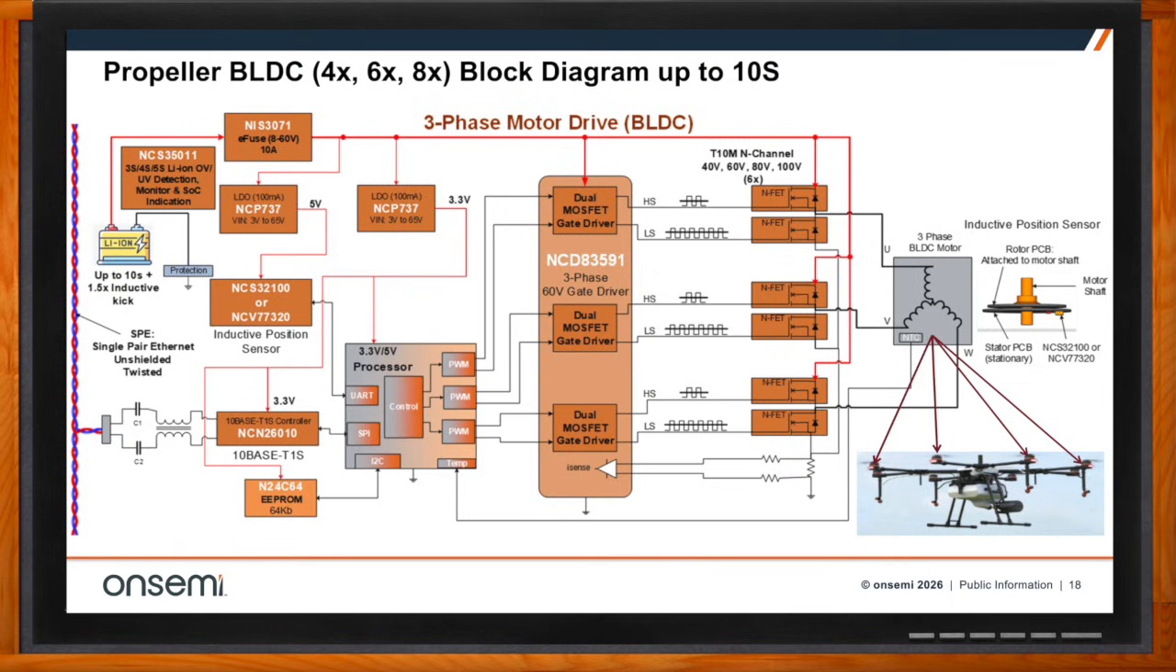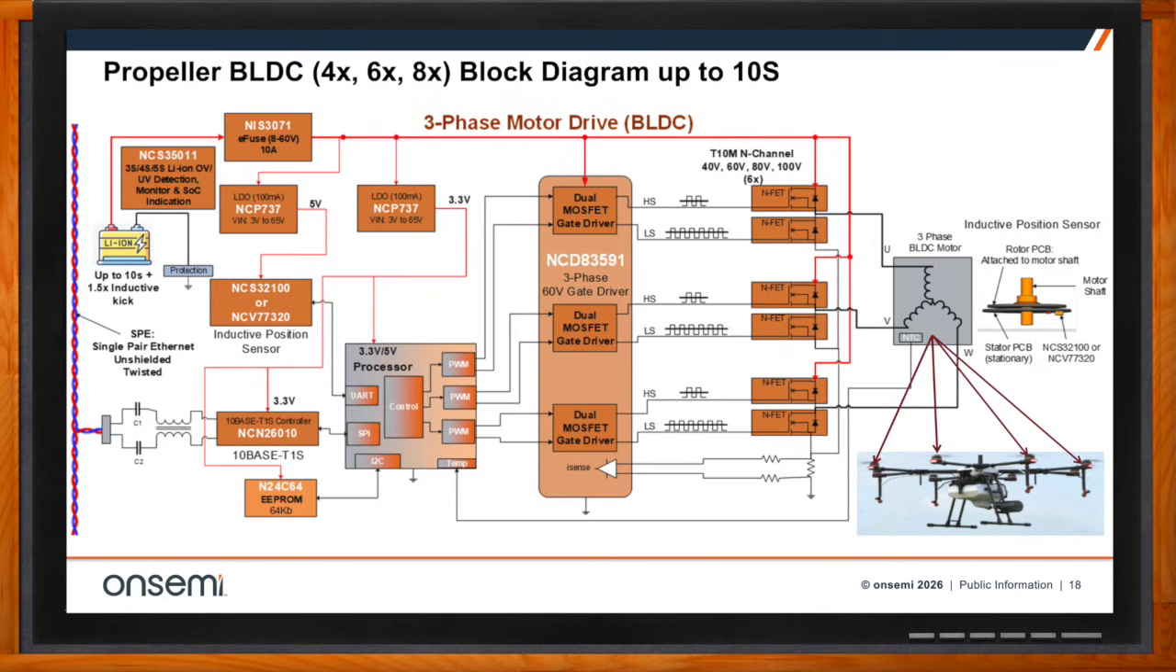Meanwhile, you can run that motor what's called sensorlessly, or you can have sensors in the motor. They can be Hall, or in this case, I've got inductive position sensors with the NCS32100 or the NCV77320. And what those sensors do is they tell the processor where the rotor is in its spin to help it optimize its commutation algorithm for spinning the motor.